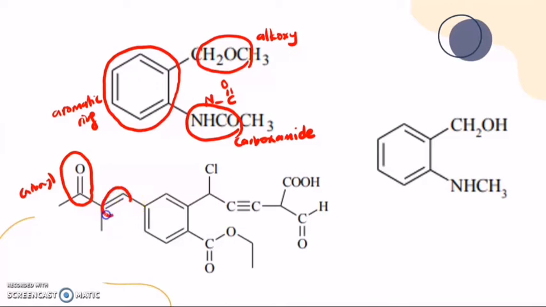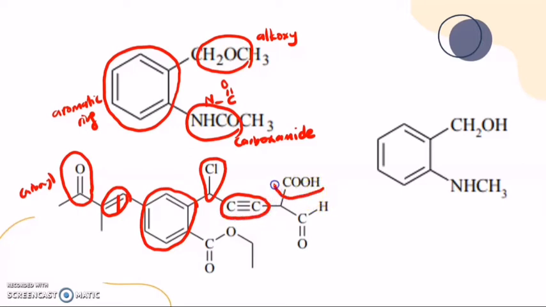Then we have C double bond C. So this is a C double bond. Next, we have this group, same as this one, a 6-membered ring with alternate double bonds. We call it an aromatic ring. We also have this halogen. Then we have a CC triple bond. We also have a carboxyl group.